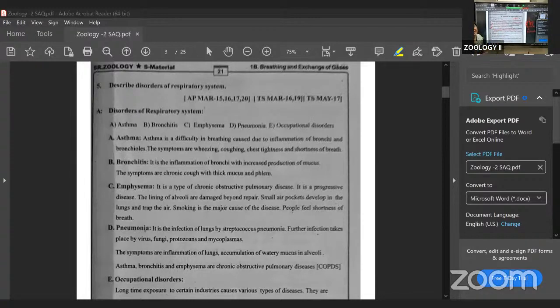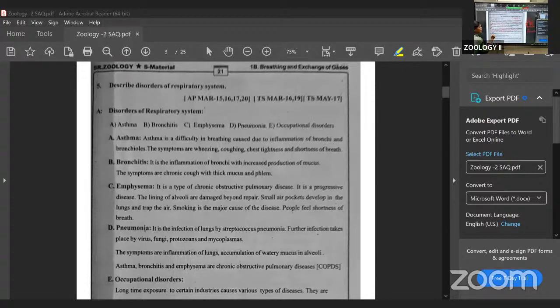Emphysema mostly affects persons who smoke. Smoking is a major cause of this disease. Here, people feel shortness of breath. This one is called emphysema. These three are the COPD.